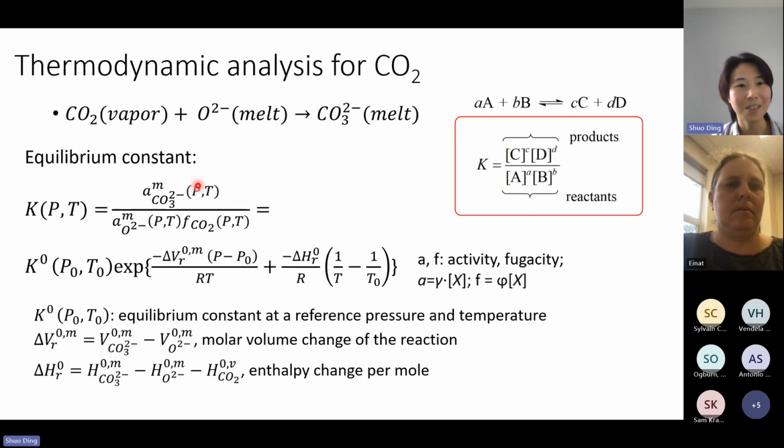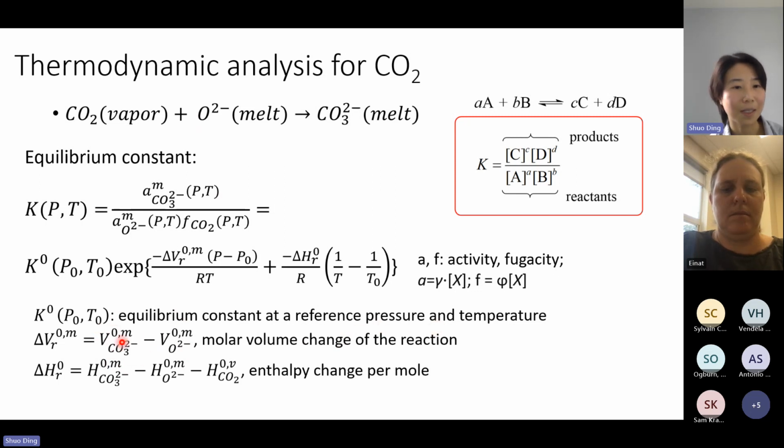That's the equilibrium constant. And then we can rewrite it in this formula. So here the P0 and T0 are basically the reference pressure and temperature. This is kind of arbitrary. But then the T and P here are the real pressure and temperature. So the delta V is basically the molar volume change of this reaction.